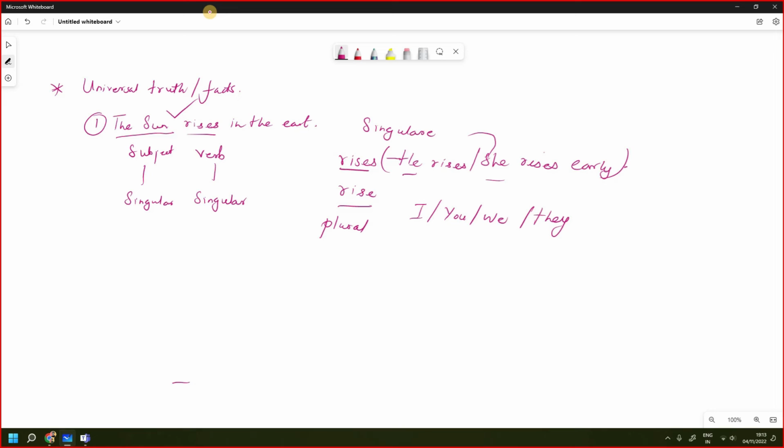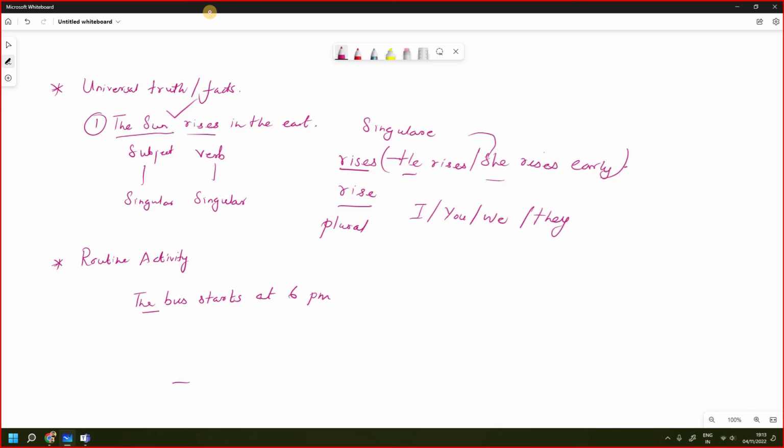Okay, what is the next one? The next one is again important. It talks about routine activity. That means, for example, the bus starts at 6 p.m.